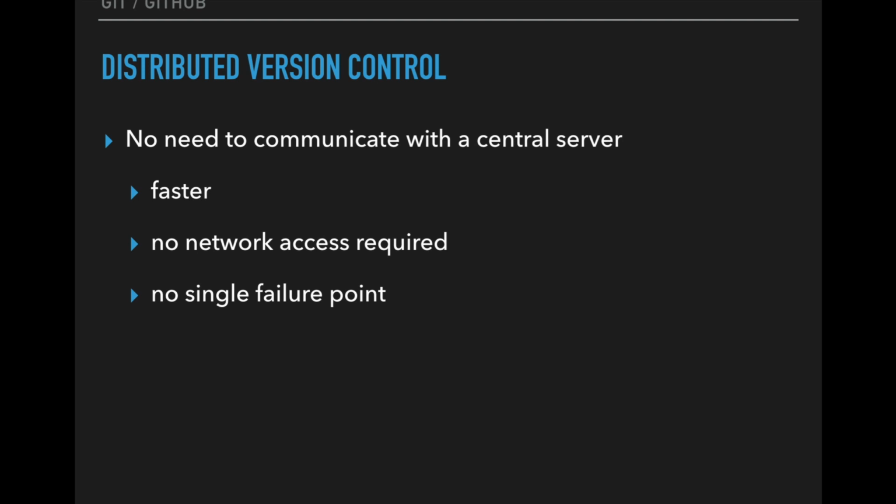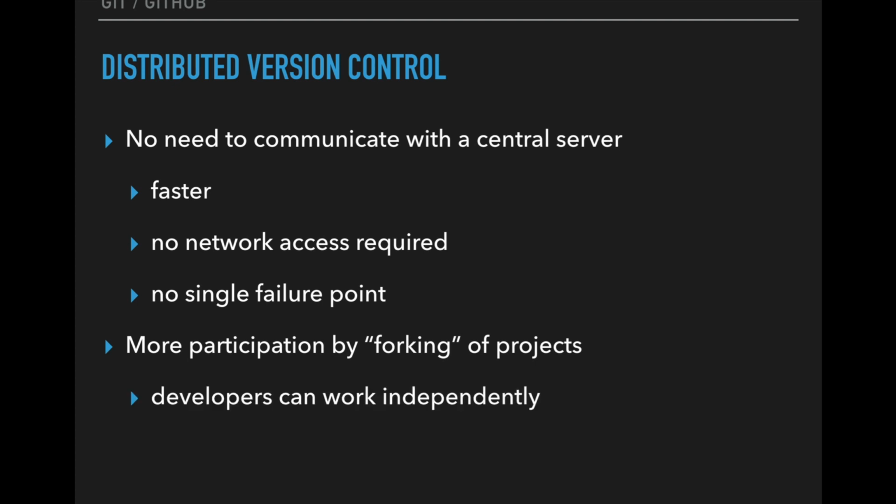And it also encourages participation and forking of projects. This really is important in the open source community because developers can work independently. They can make changes, do bug fixes, or they can start working independently on anything. If you don't like how an open source project is going, you can fork it and you can try to take it in some other direction as well. That is what we see in many open source projects which use Git.